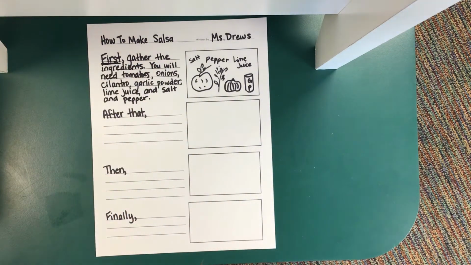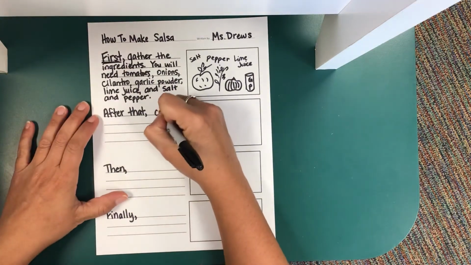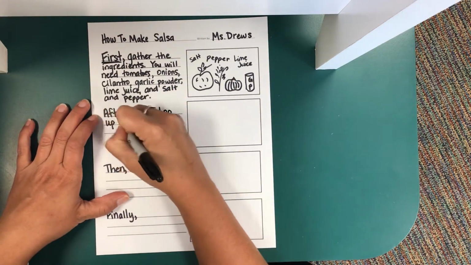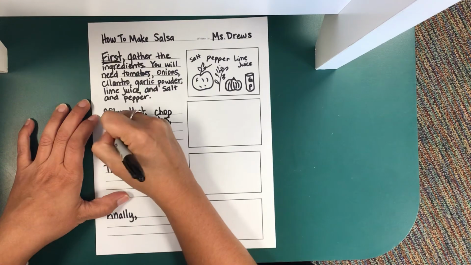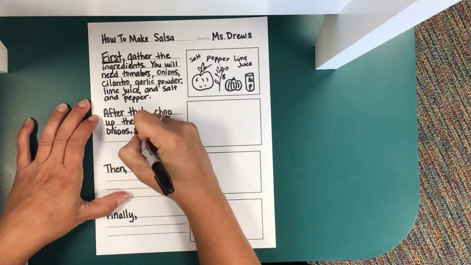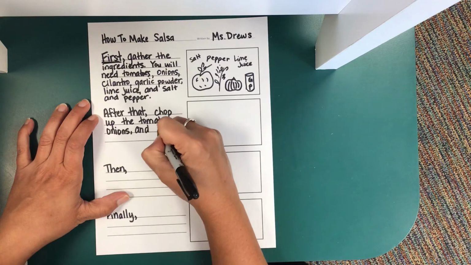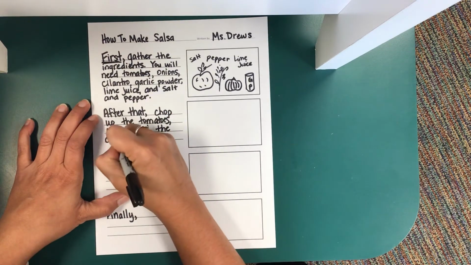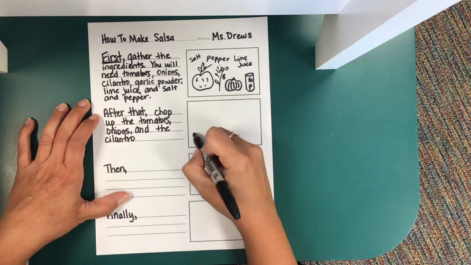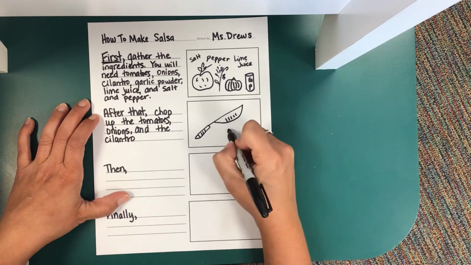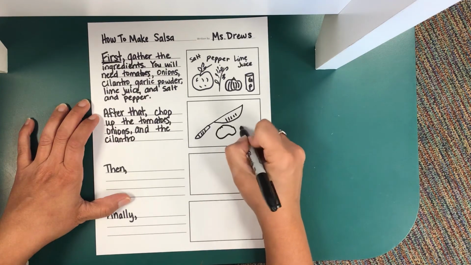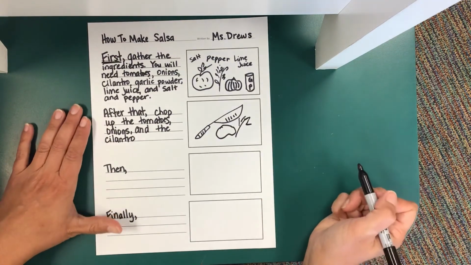All right, after that, what I normally do is start chopping up my vegetables. So I'm gonna chop up my tomatoes and I'm gonna chop up my onions. So after that, chop up the tomatoes, onions, and I almost forgot the cilantro too, and the cilantro. So then maybe I'll draw a picture of me like, whoosh. Whoa, it's getting serious over here. Chopping up the tomatoes and the cilantro into pieces, okay?